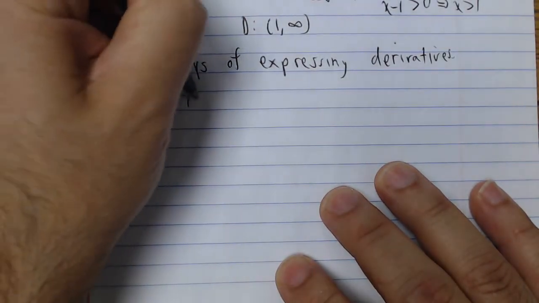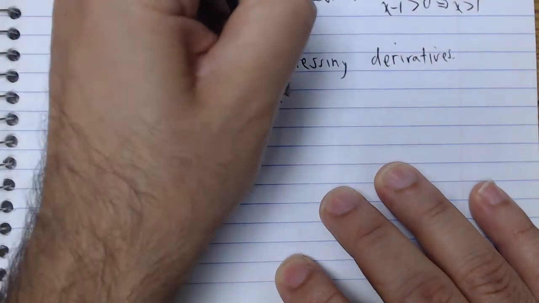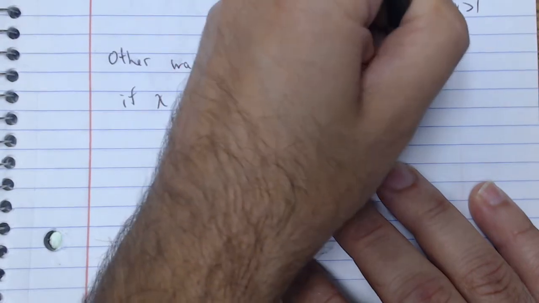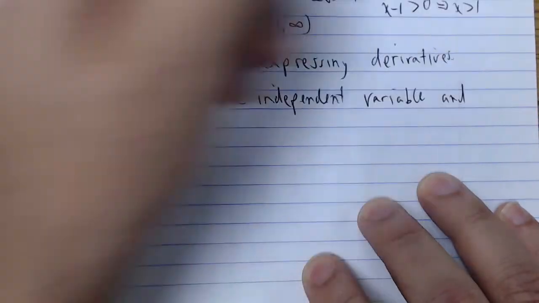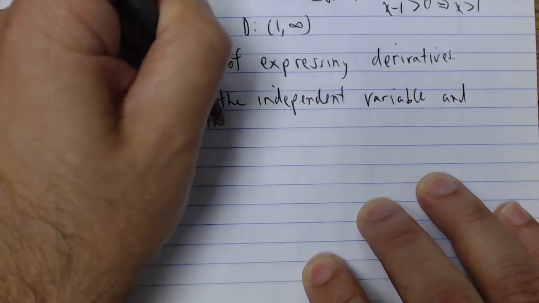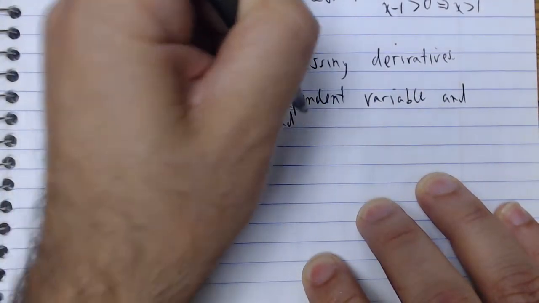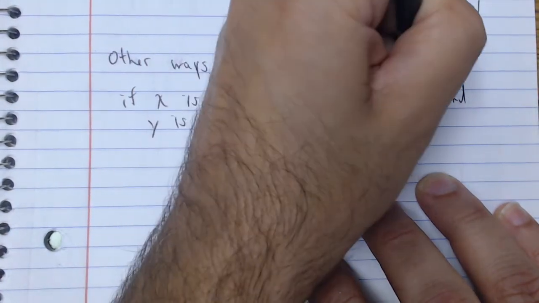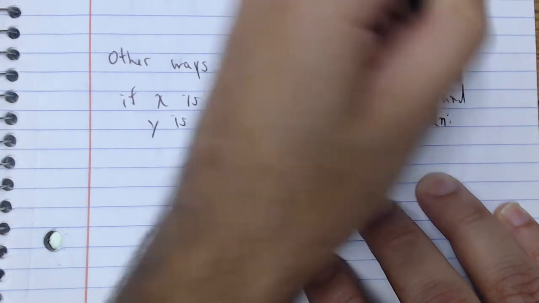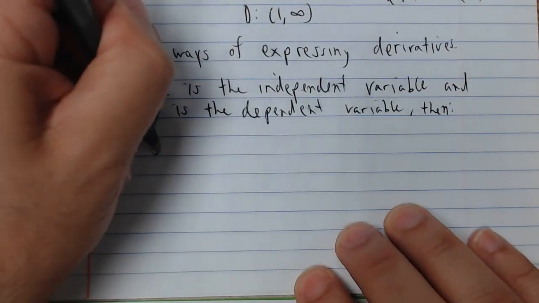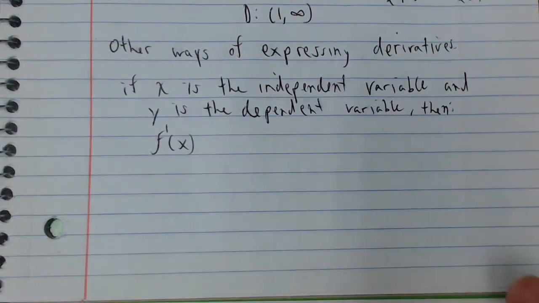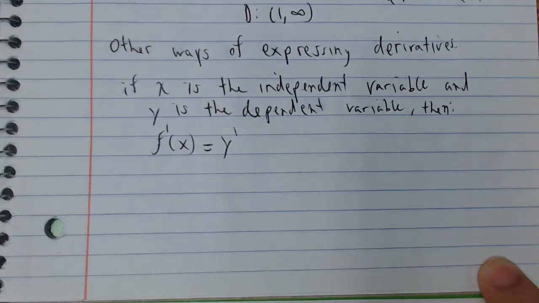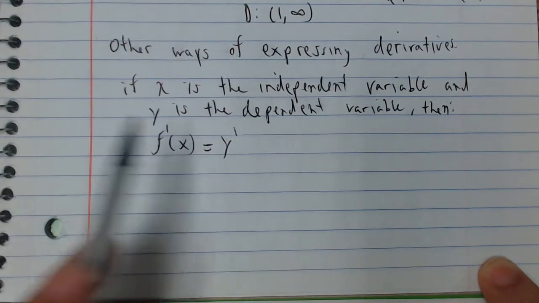So if x is the independent variable and y is the dependent variable, then these all mean the same thing. The one that's common is you've seen f prime of x, right? Which we're saying the derivative of f with respect to x. You could also say y prime, okay? They mean the same thing. And of course, f of x and y are the same thing anyway.